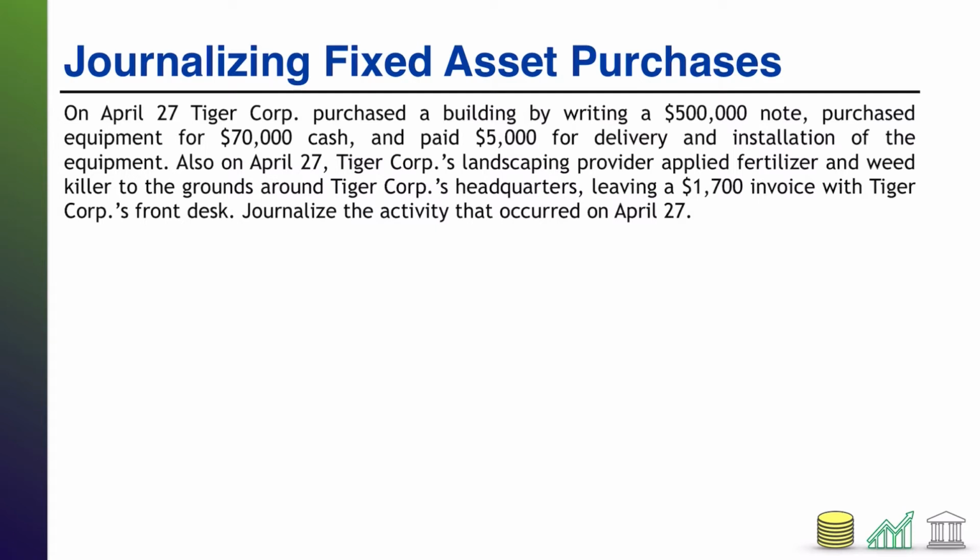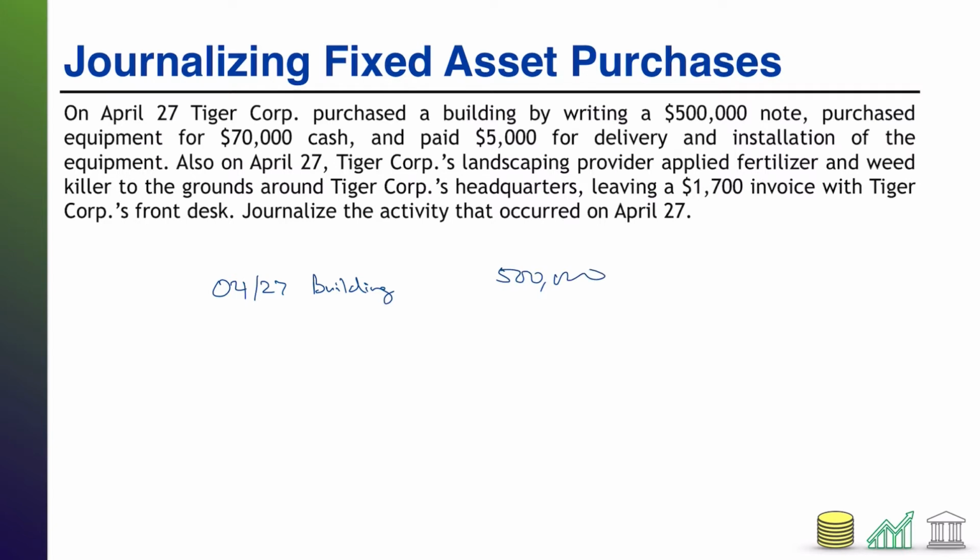All right, welcome back. I'm just going to stick all of this in just one big journal entry for April 27th. And I'm just going to go in order of the given information. So starting at the top, Tiger Corp purchased a building by writing a $500,000 note. It doesn't matter whether you sign a note or whether you pay cash. The fact is you are buying a building and you either have a cash expenditure now or you're promising to pay that cash over time. But either way, you essentially have an expenditure for a fixed asset and the purchase price is allowed to be capitalized. Therefore, we are going to debit building $500,000.